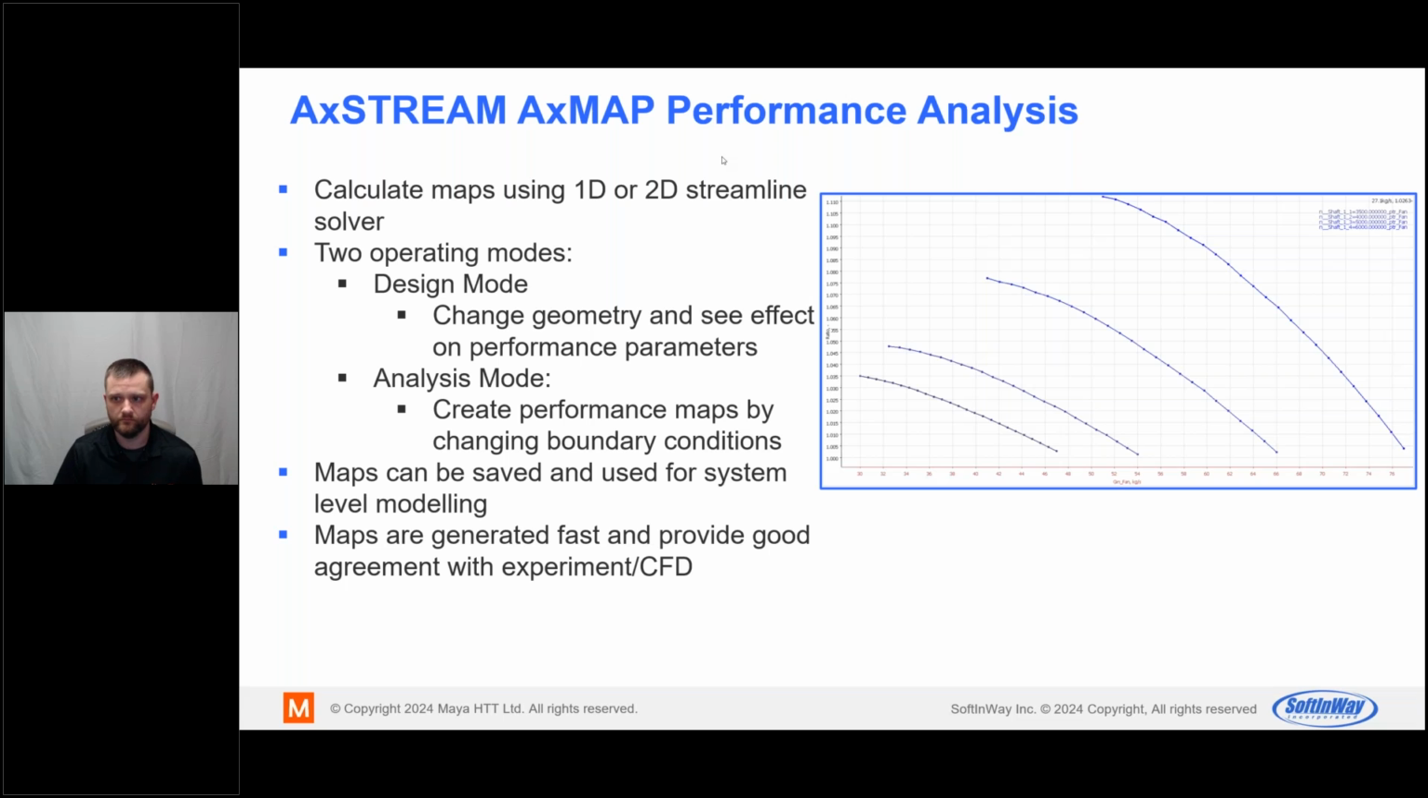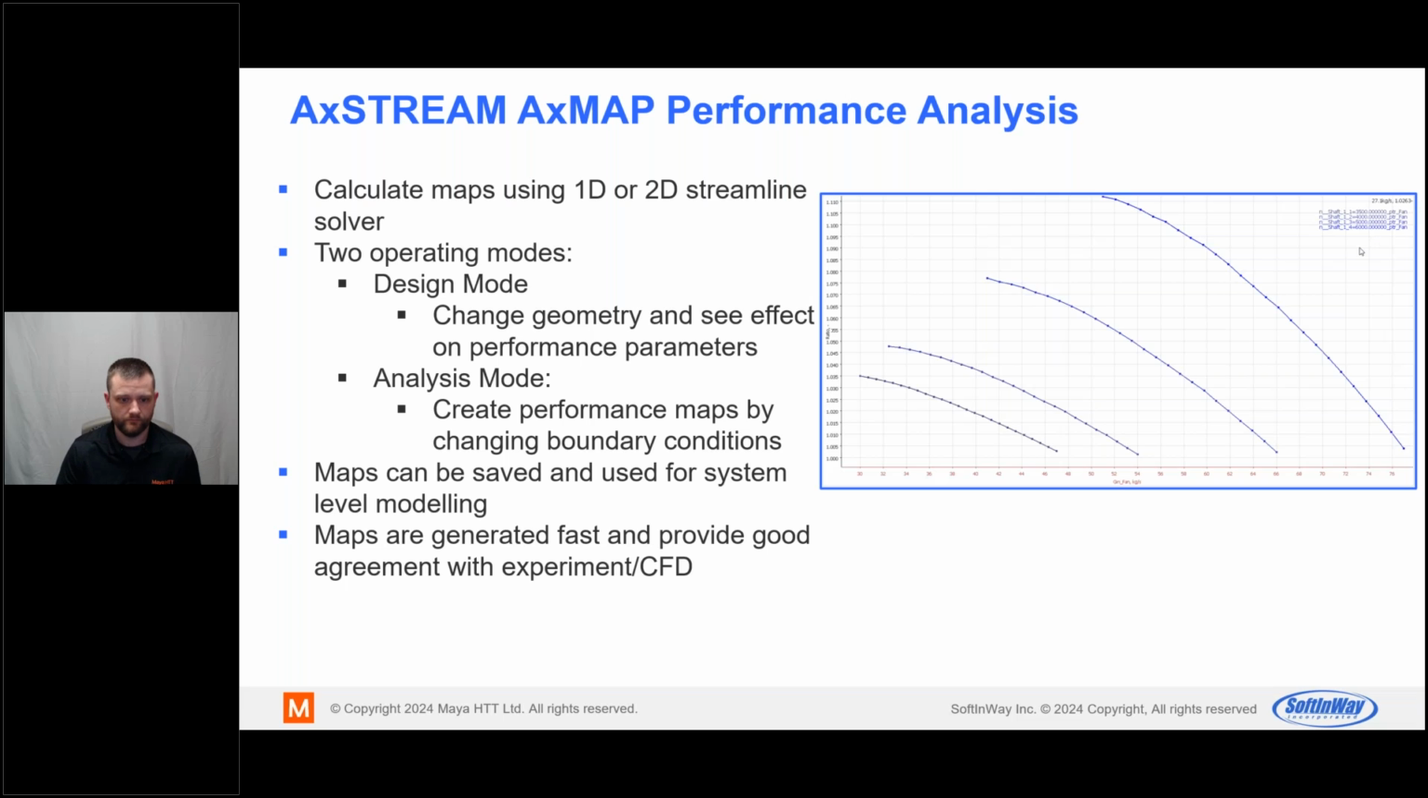And then what we can also do within ACStream FlowPath is, with the tool AxMap, we can run parametric studies, for example, or create performance maps. That can be done by using the 1D or 2D Streamline Solver. That is totally up to your choice. And as I said, we can run it in 2 operating modes. The first one is design mode, where I can run parametric studies, for example, and see the effect of my stagger angle of the blade or hub diameter, you name it, and then the effect on the performance.